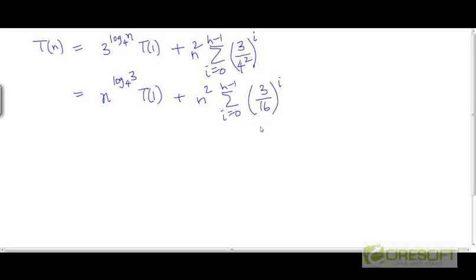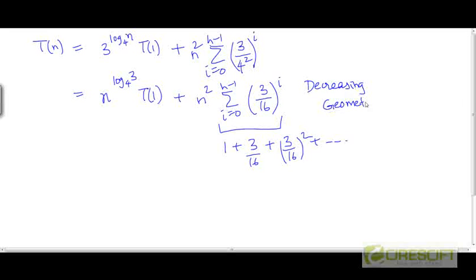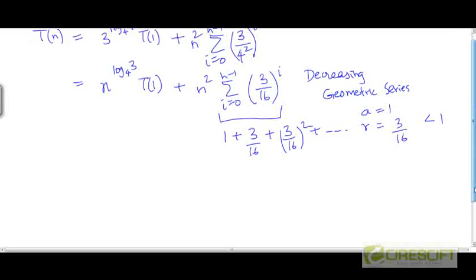which is again a geometric series with the first term as 1, second term as 3 by 16, third term as 3 by 16 squared, and so on. And we have a total of h terms. So this is a decreasing geometric series again. The first term here is 1. The common ratio is 3 by 16. So the common ratio is less than 1.